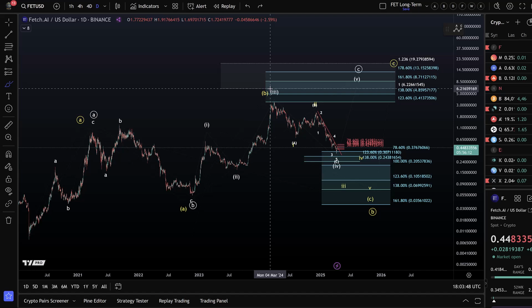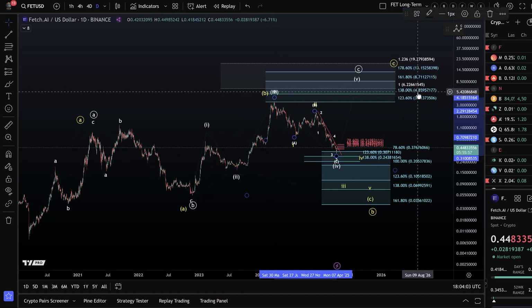But I can tell you that there are two problems with the white scenario. The first one is the third wave was too short. I've got guidelines I'm following in my work, and for example, the third wave should always reach the 138% Fibonacci extension. Well, it only reached the 123.6 extension. So we're not there yet, okay?